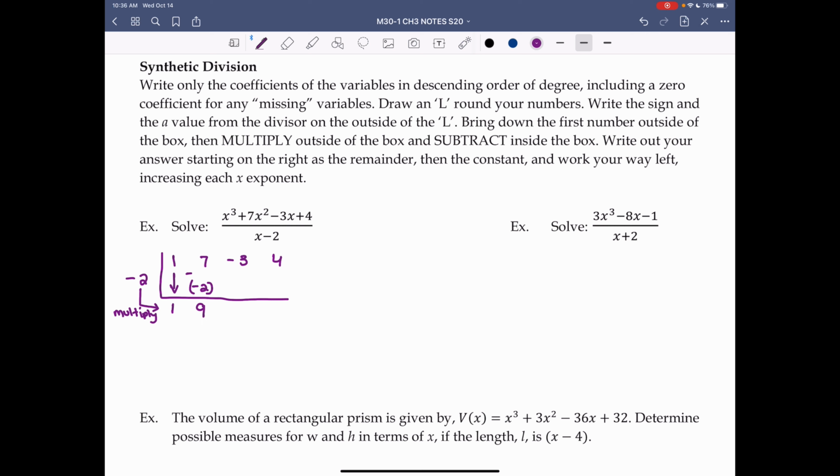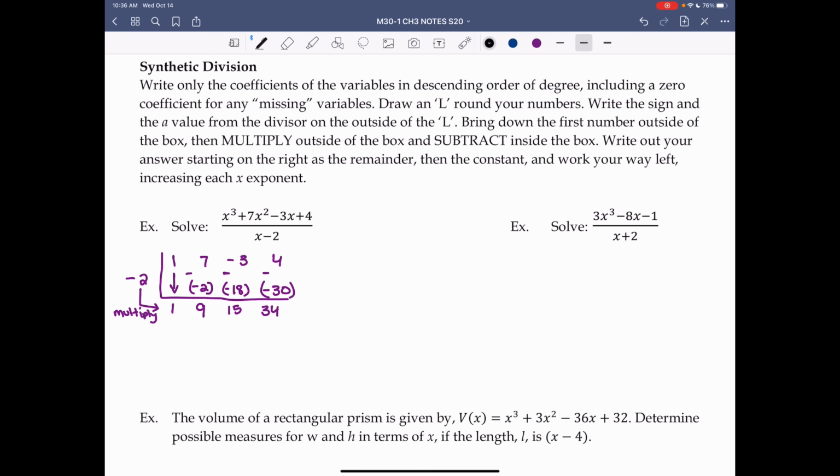Then again we multiply. Negative 2 times 9 is negative 18. And inside we subtract. Negative 3 minus negative 18 is negative 3 plus 18, which is 15. Multiply outside. Negative 2 times 15 is negative 30. Subtract inside. 4 minus negative 30 is 4 plus 30, which is 34.